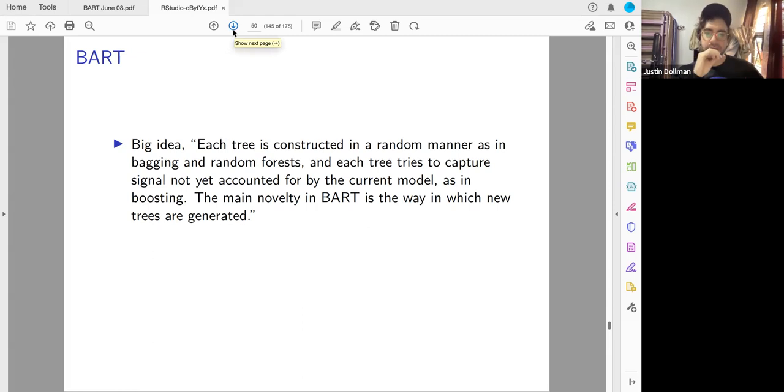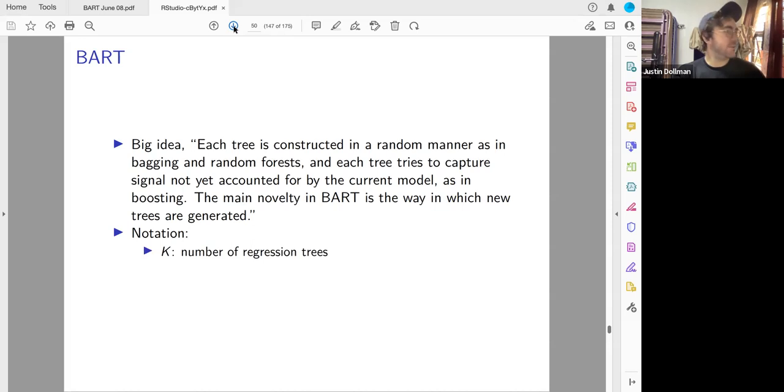To linger on that last point, in all the previous models, the way in which the tree is generated is the same. That is a vague way of saying how the splits are generated. The splits are generated by minimizing something like residual sum of squares, in a very mechanical way, just according to a loss function. So that's the part that's going to get shaken up with BART.